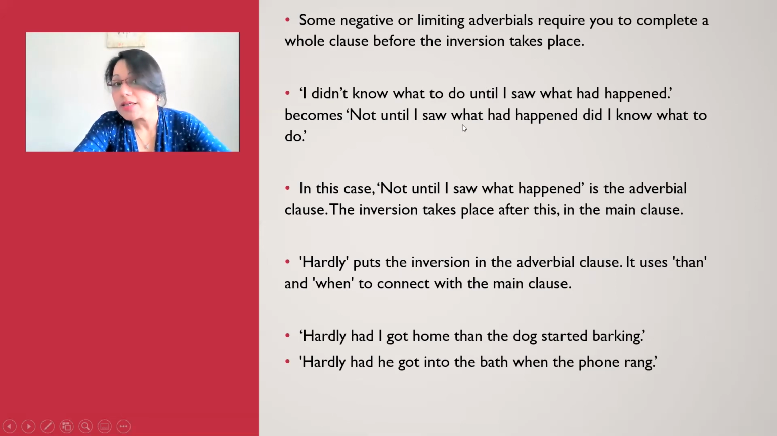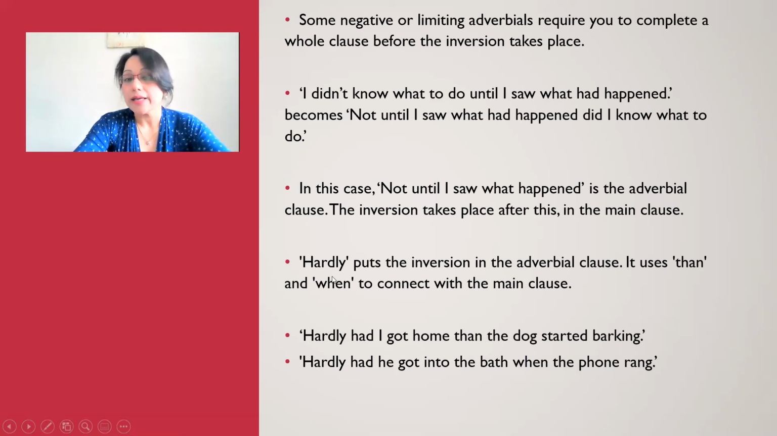Not until I saw what happened: this is your adverbial clause already. So what you're going to do is make the inversion in the main clause. So you say, not until I saw what happened did I know what to do.